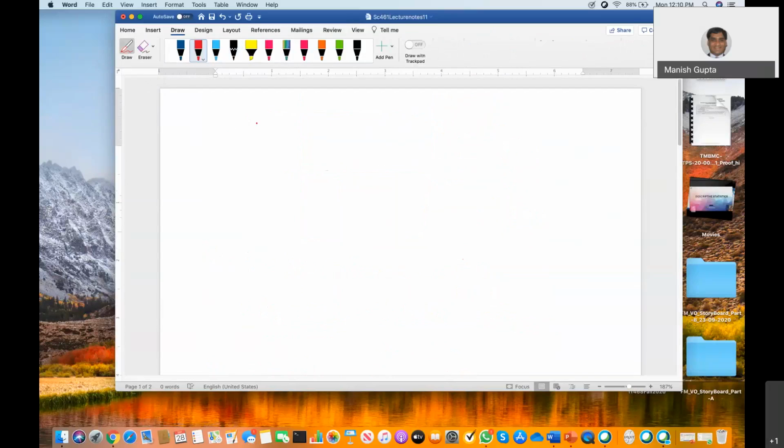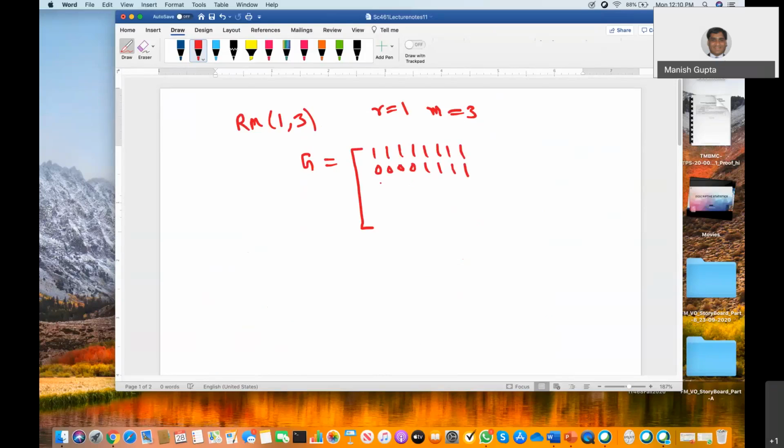So if I say I want to look at Reed-Muller code RM(1,3), okay, so r is 1, m is 3. So the generator matrix will be: 2 cube, 1 2 3 4 5 6 7 8, then half 0 half 1: 1 1 1 1, then 0 0 1 1 0 0 1 1, then finally 0 1 0 1 0 1 0 1. Okay, so this is the Reed-Muller code generator matrix RM(1,3).